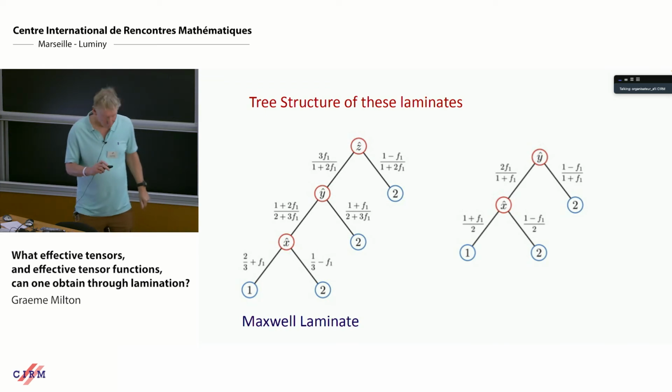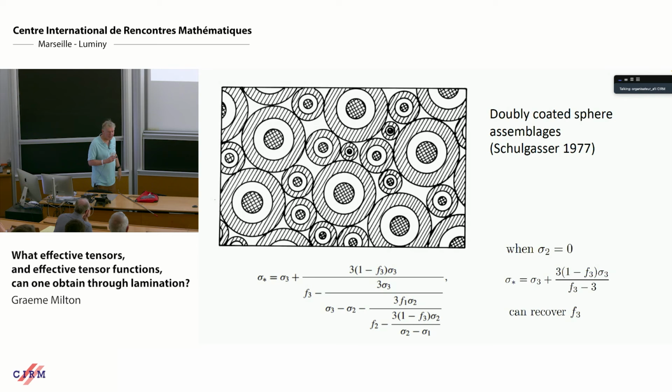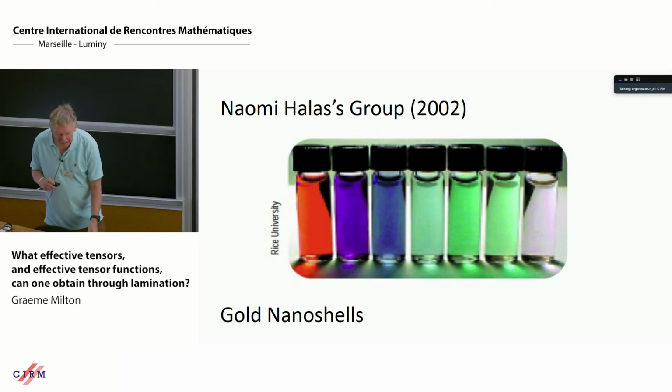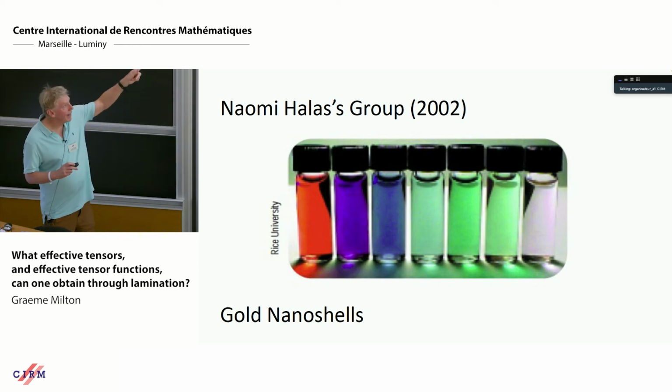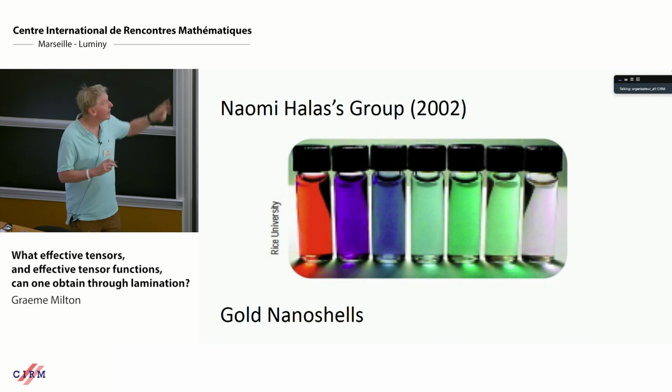So that's the story. And then, of course, you can have doubly coated spheres, and then you get a continued fraction for this effective conductivity. So what's nice is that if you've got coated spheres as opposed to single spheres, as in stained glass windows, you can get a continuum of colours. So that's nice, and that's Naomi Halas's group in 2002.